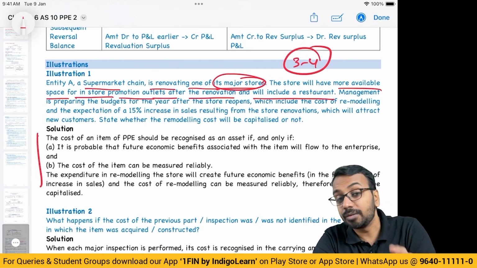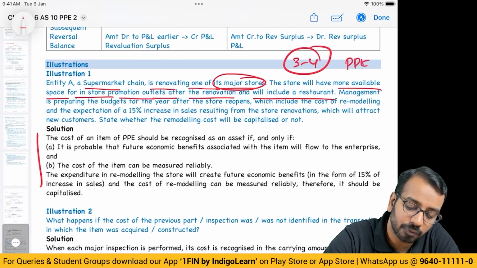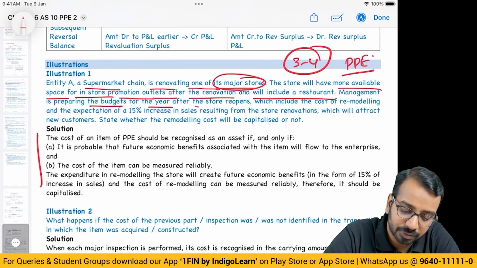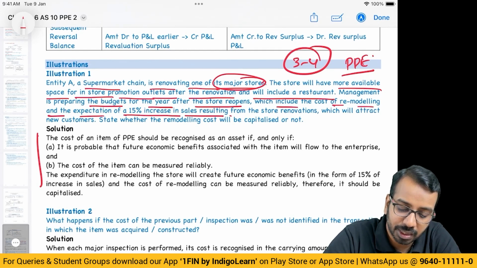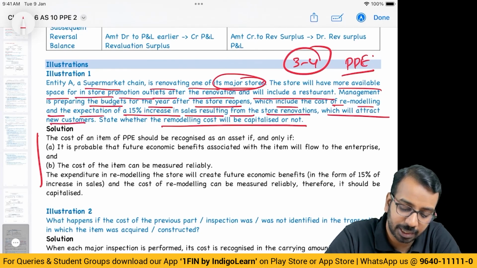The question is, should we capitalize the renovation expenses? Does it become a cost of PPE? Management is preparing the budget for the year after the store reopens, which includes the cost of remodeling and an expectation of a 15% increase in sales resulting from the store renovation, which will attract new customers. Whether it can be capitalized or not.